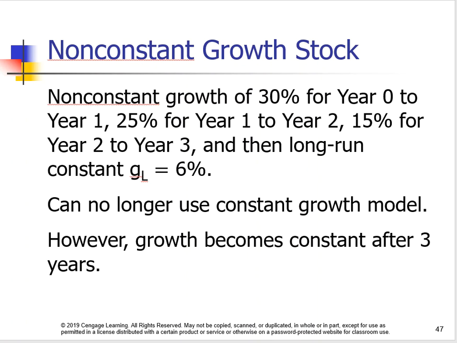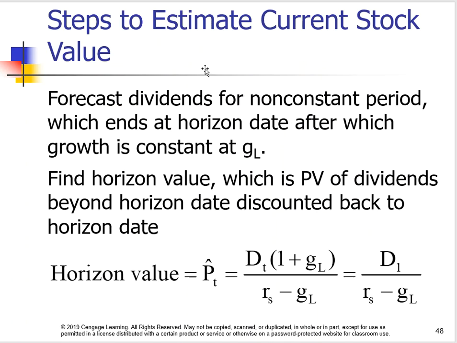So let's say that the dividend is going to grow 30% from 0 to 1, 25% in year 2, 15% in year 3, and then a constant growth rate of 6% thereafter. Just like before, we can't use the simple model because we've got non-constant cash flows. And so just like before, we're going to forecast the dividends out one at a time and then get the horizon value at the end of the period of supernormal growth, we call it.